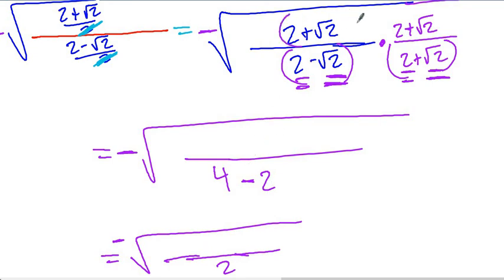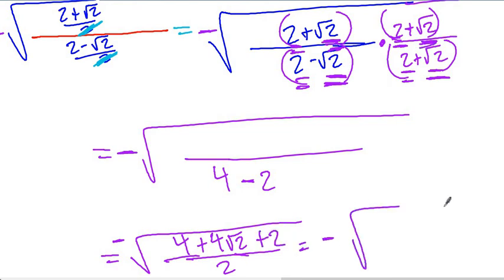And then the top, when we FOIL the top, we're going to have 2 times 2 is 4. And then we have 2 times plus root 2, and then 2 times another plus root 2. That would be 4 root 2. And then finally we have root 2 times root 2, which is just 2. So let's simplify this just a little bit more. 4 plus 2 would be, actually that would be 6. So we can say this 4 plus that 2 is 6, plus 4 root 2 over 2.